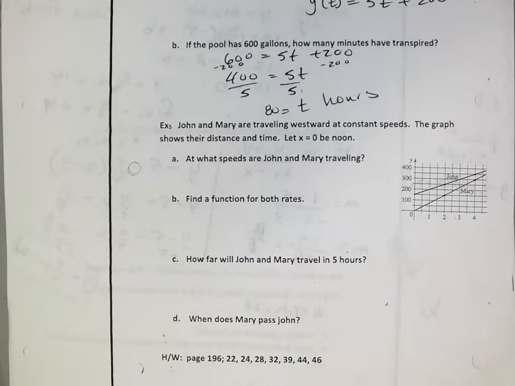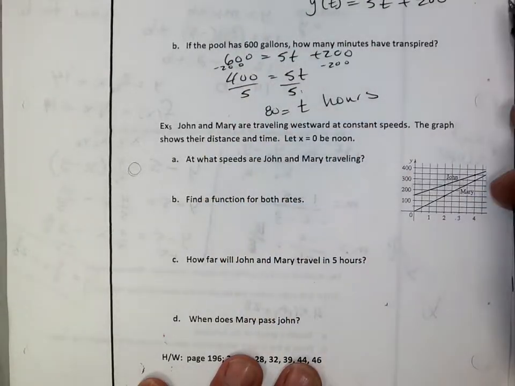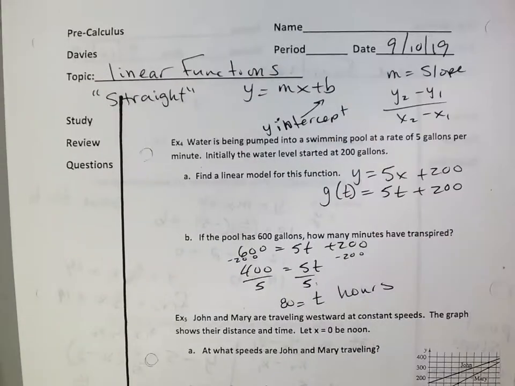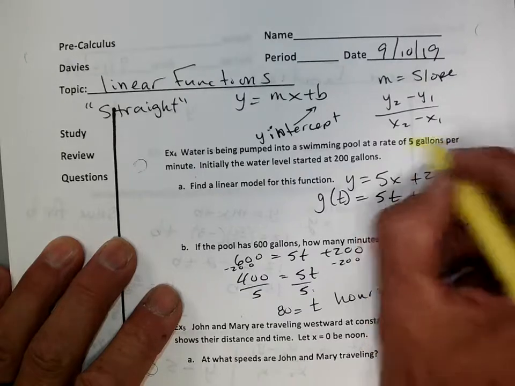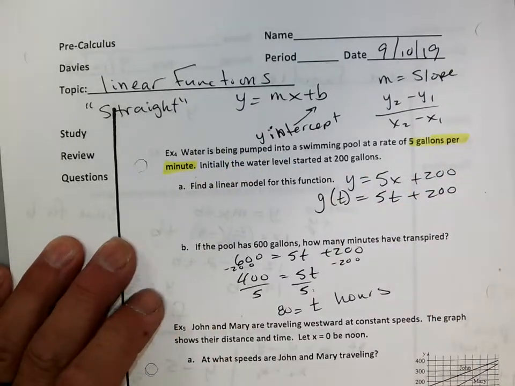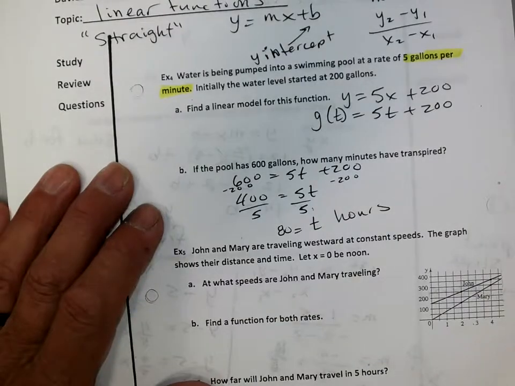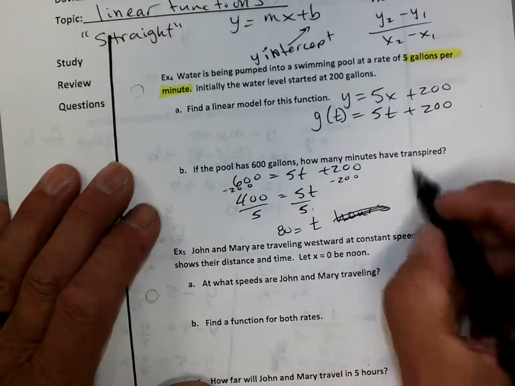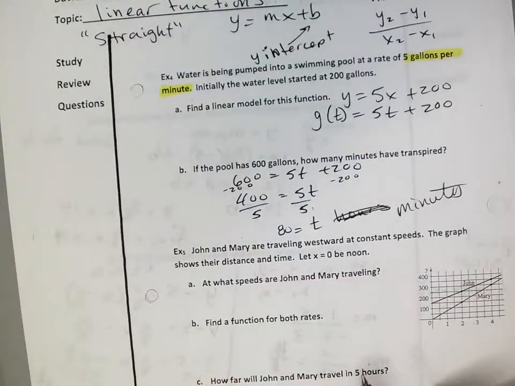Easy? But it says how many minutes. Can we change it to hours? Oh, it is per minute. I'm bad. It talks about 5 gallons per minute, so it is minutes. It's not hours. I need to cross off hours. Minutes. That's what happens when I don't have my coffee in the morning.